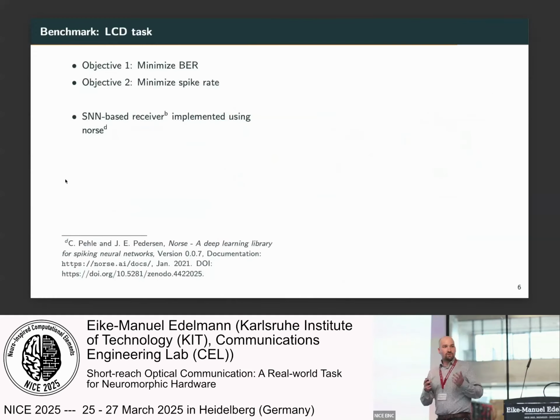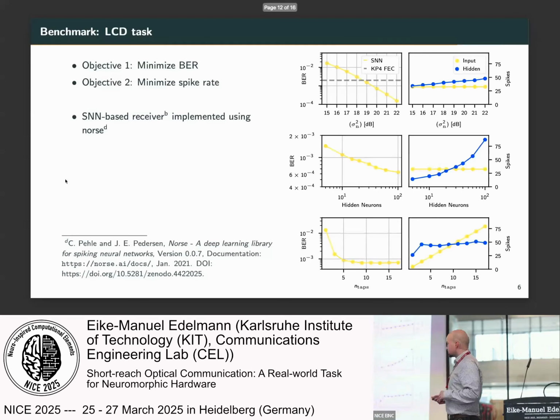So we then also provide two solutions. For each data set, we provide a solution. Keep in mind, we have two objectives. We want to minimize the BER, so that's the communication objective, and the second, minimize the energy consumption. That's in that case the spike rate, because we have implemented our SNN-based receivers using NORs, and that's what I just said. Okay, spike rate is somehow scaled with the energy efficiency.